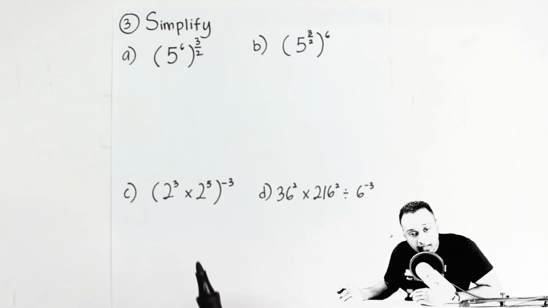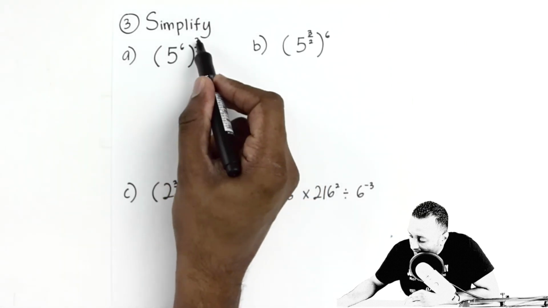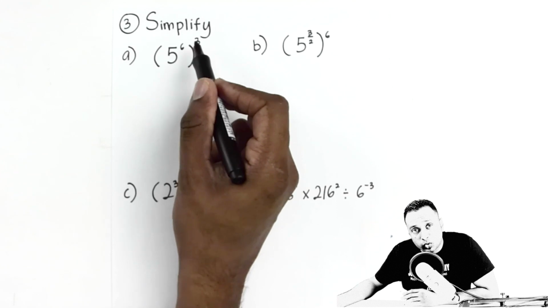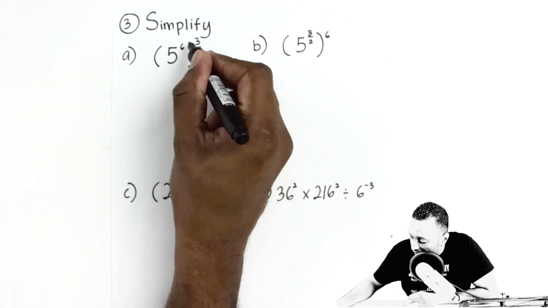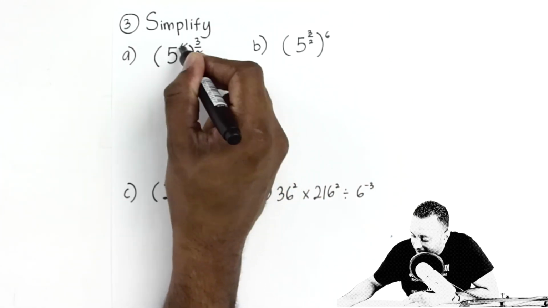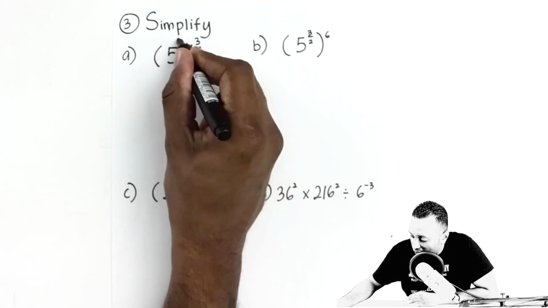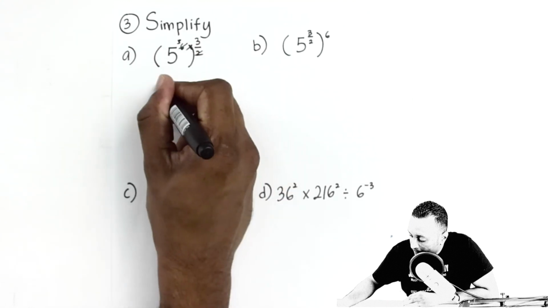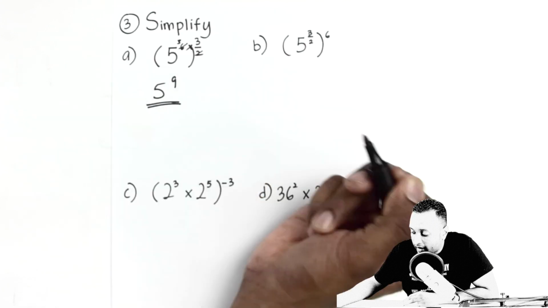So now let's do question number 3. Okay. So in question number 3, if you notice here, we got 5 power 6. And then outside the bracket, we got 3 over 2. So you know what to do, right? So this 2 and 6, this one is multiply. So 2 and 6, you're going to get 3. 3 times 3 will be 5 power 9. That will be your answer.